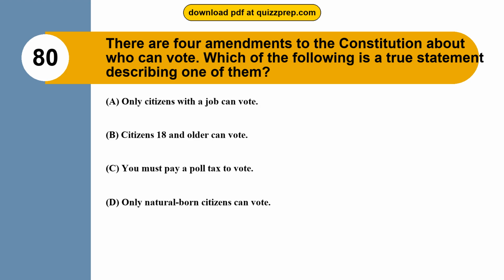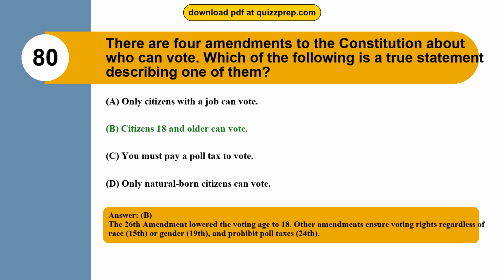Question 80. There are 4 amendments to the Constitution about who can vote. Which of the following is a true statement describing one of them? Option A, only citizens with a job can vote. Option B, citizens 18 and older can vote. Option C, you must pay a poll tax to vote. Option D, only natural-born citizens can vote. The correct answer is option B, citizens 18 and older can vote. The 26th Amendment lowered the voting age to 18. Other amendments ensure voting rights regardless of race, 15th, or gender, 19th, and prohibit poll taxes, 24th.